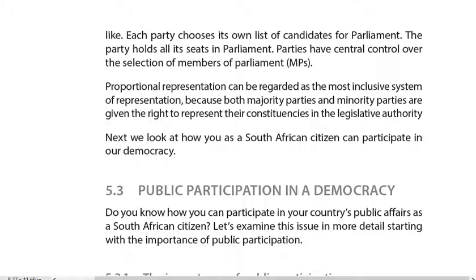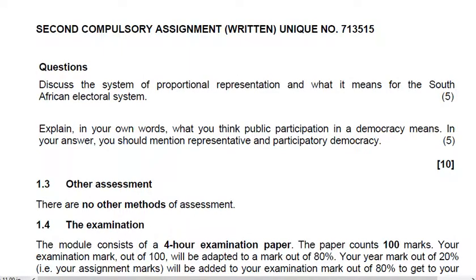And the second part of the question is answered here in these 3 lines. Proportional representation can be regarded as the most inclusive system of representation because both majority parties and minority parties are given the right to represent their constituencies in the legislative authority. Yes, I think that's where I need to stop. Okay, now let's go to our question.